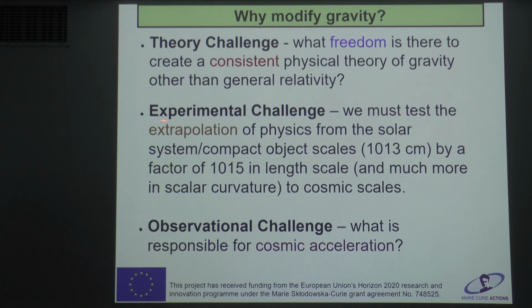Now there's also an experimental challenge. We must test the extrapolation of this physics from the solar system to the whole universe. This should be 10 to the 15. I will tell more about this in a minute. And then we also have an observational challenge, which is the following: what is responsible for the observed cosmic acceleration?